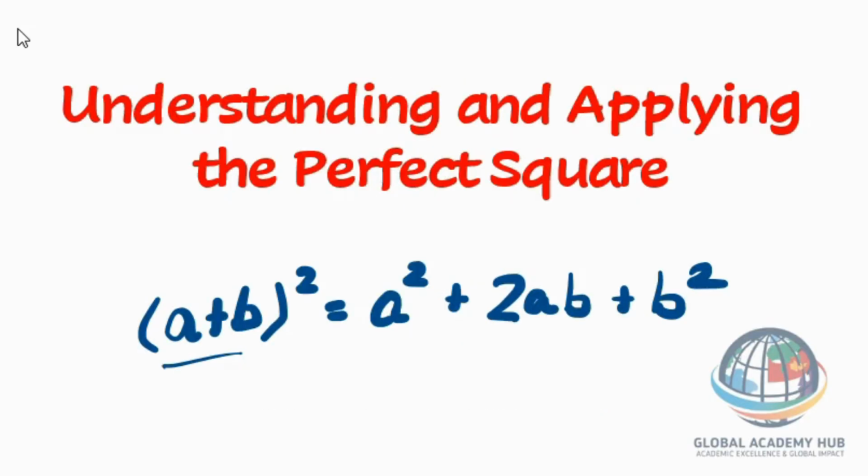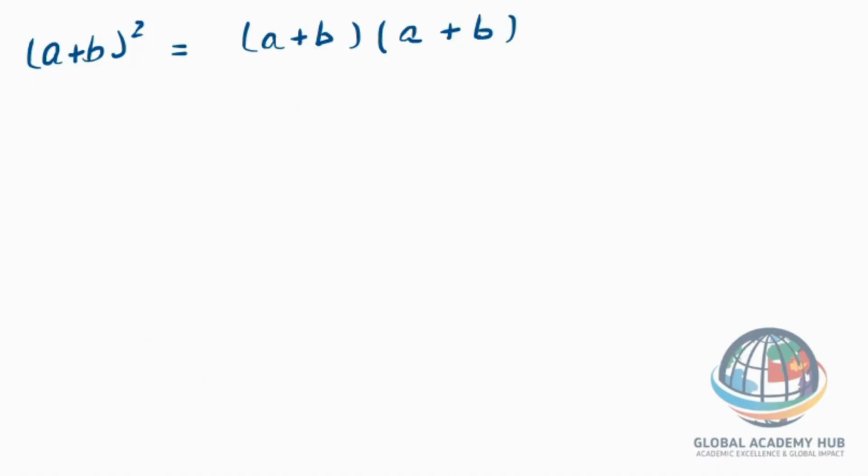Okay, let's understand and apply the perfect square and its identity. This is a perfect square. (a + b)² is equal to a² + 2ab + b². Let's go. So let's expand this.